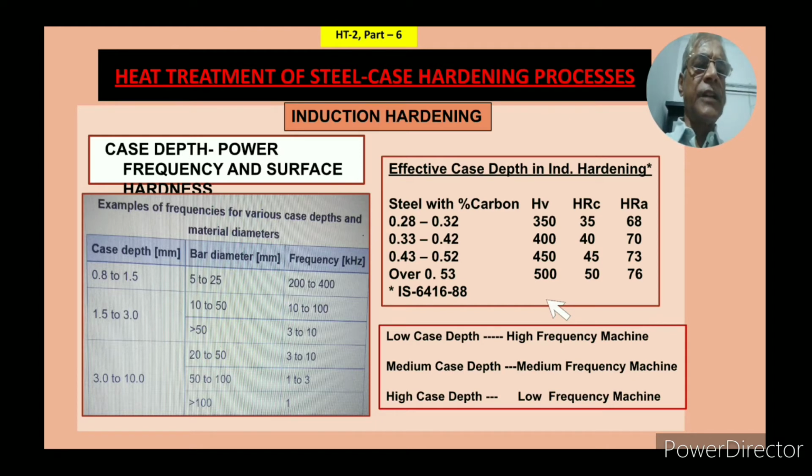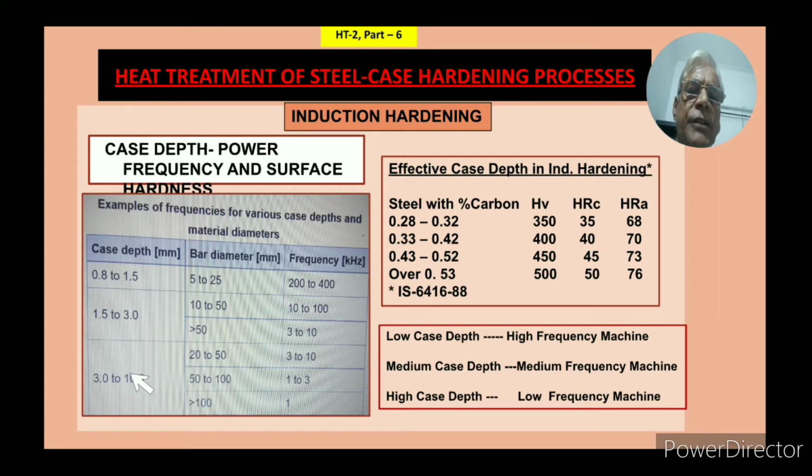Now this slide shows a relation between case depth, power frequency required and surface hardness. In this you can see, if the case depth requirement is 0.8 to 1.5 and the bar dia is 5 to 25, then you need a 200 to 400 kilohertz frequency power source. But if you need 1.5 to 3.0 mm case depth, then the bar dia is 10 to 50, then you require 10 to 100. If it is more than 50, then it is 3 to 10 kilohertz.